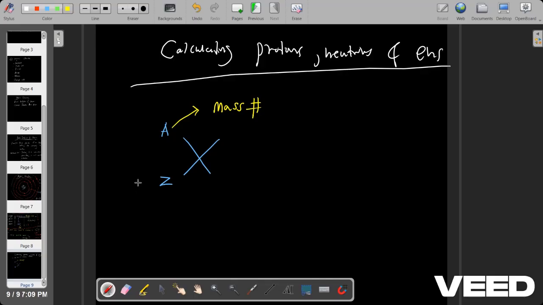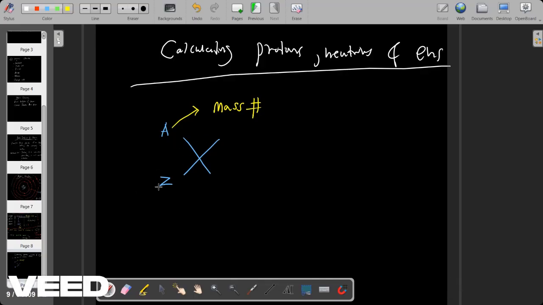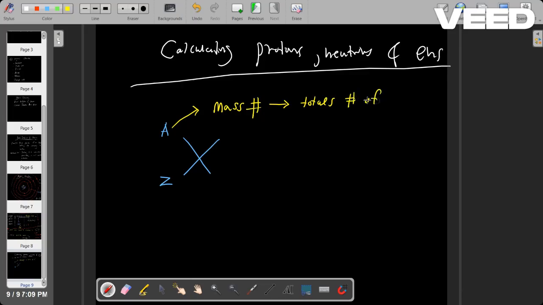Mass number means the mass of the atom in relative atomic masses. Can you remember previously we did relative atomic mass? The mass of this atom is equal to the total number of neutrons and protons.